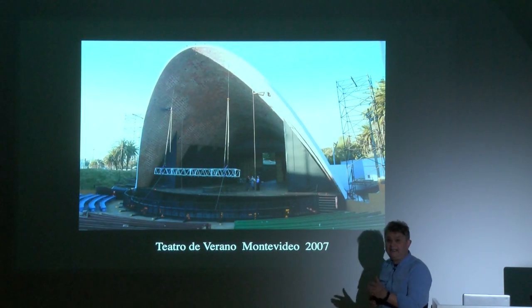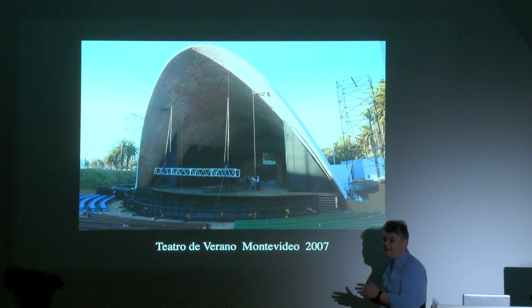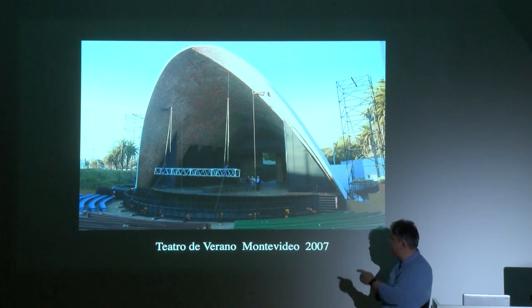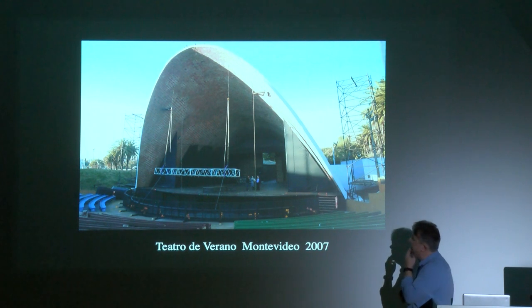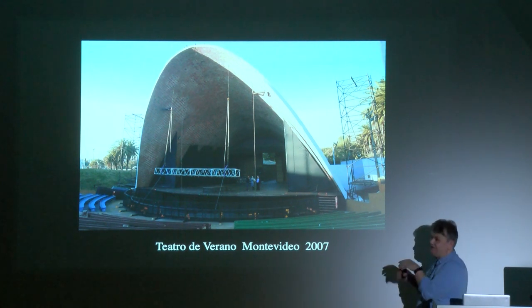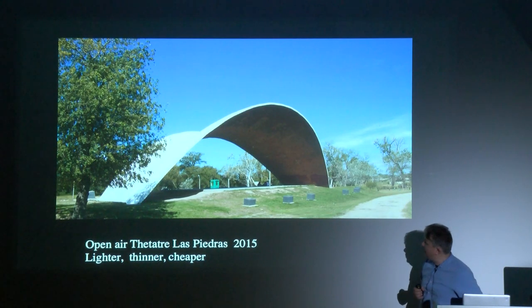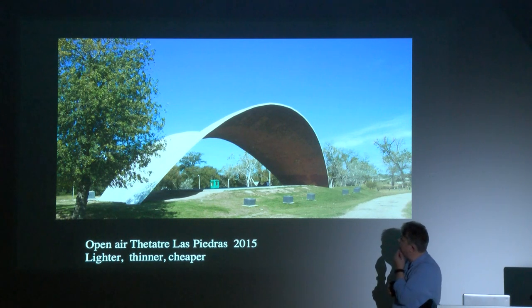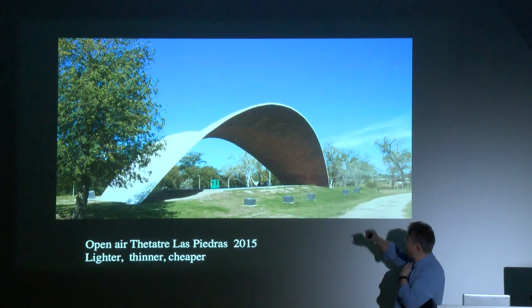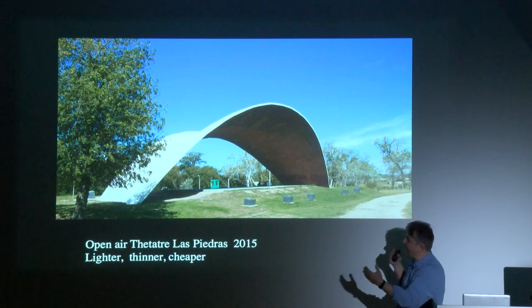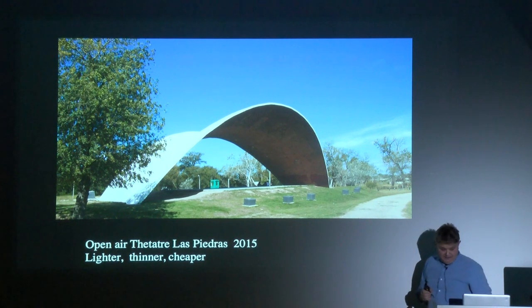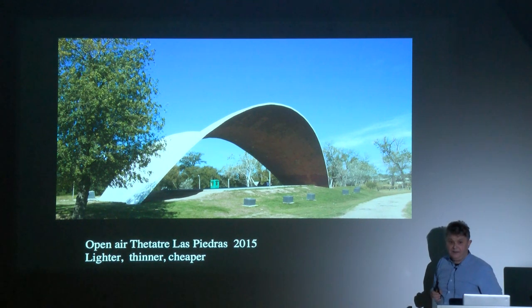Although Dieste died 20 years ago, the practice in the firm is still working. So this was a project that they did. It's an open-air theatre. It's essentially a large truncated barrel vault, single curve, and it's used for outdoor concerts or whatever. And then more recently, they built this open-air theatre, which is only 2 or 3 years old, and it's a doubly curved Gaussian vault. Again, really quite minimal in a big open public park. It's quite remarkable, and it's good to see that the firm is still working.